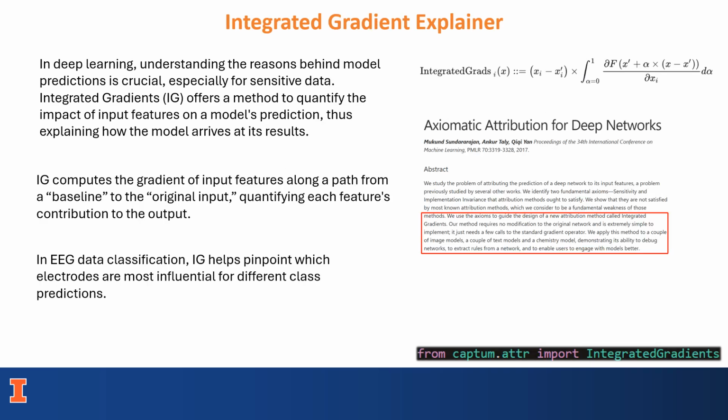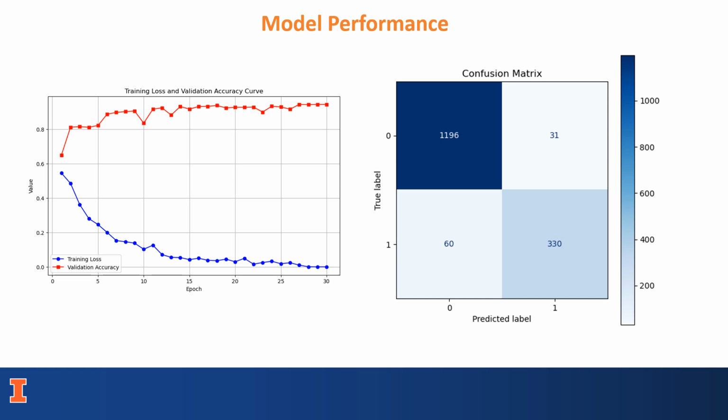After getting the predicted results, we use integrated gradients to help explain model predictions by quantifying each input feature's contribution to the output. IG can identify the most influential electrodes for different predictions, providing insights into the relevant brain regions in language processing. Let's evaluate our model performance then.